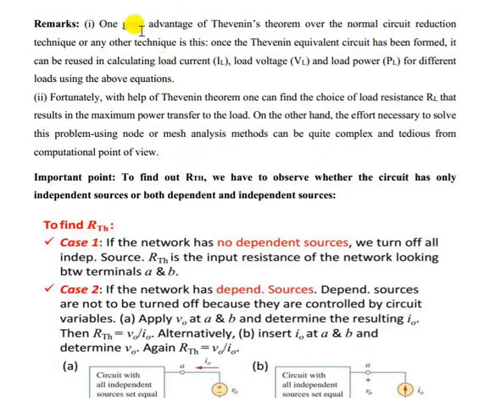Now one of the great advantages of Thevenin's theorem over the normal circuit reduction technique is that once we form the Thevenin equivalent circuit, that consists of VTH, Thevenin equivalent voltage or open circuit voltage, Thevenin equivalent resistance RTH, and load resistance, we can find out the load current, load voltage, and load power. So here our concern is to find out the voltage, power, and current in load.